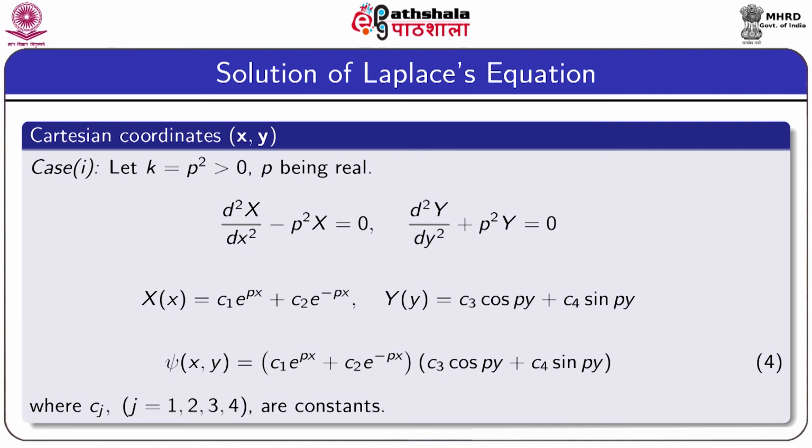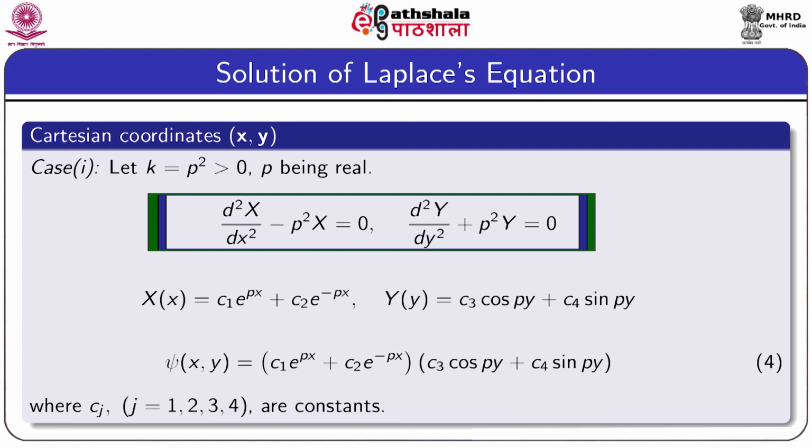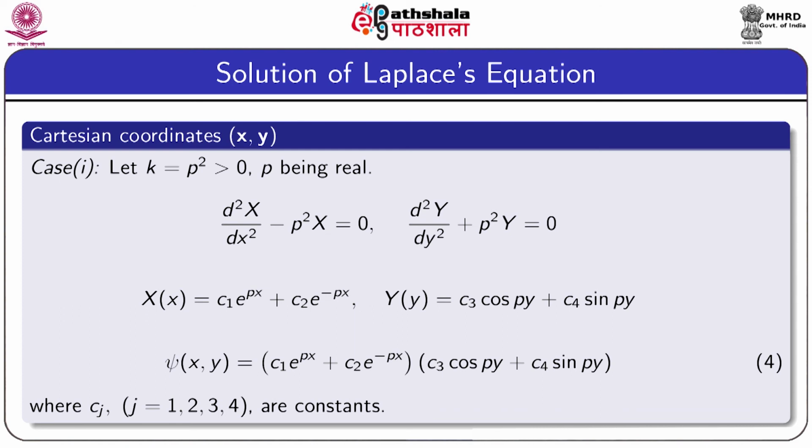The corresponding equation becomes d²X/dx² − p²X = 0, and its solution is X = c1 e^(px) + c2 e^(−px), and the solution of d²Y/dy² + p²Y = 0 is Y = c3 cos py + c4 sin py. So, the solution of the original equation, that means equation 1, is ψ = X·Y = (c1 e^(px) + c2 e^(−px))(c3 cos py + c4 sin py), where all cj's are constants for j equals 1, 2, 3, 4.